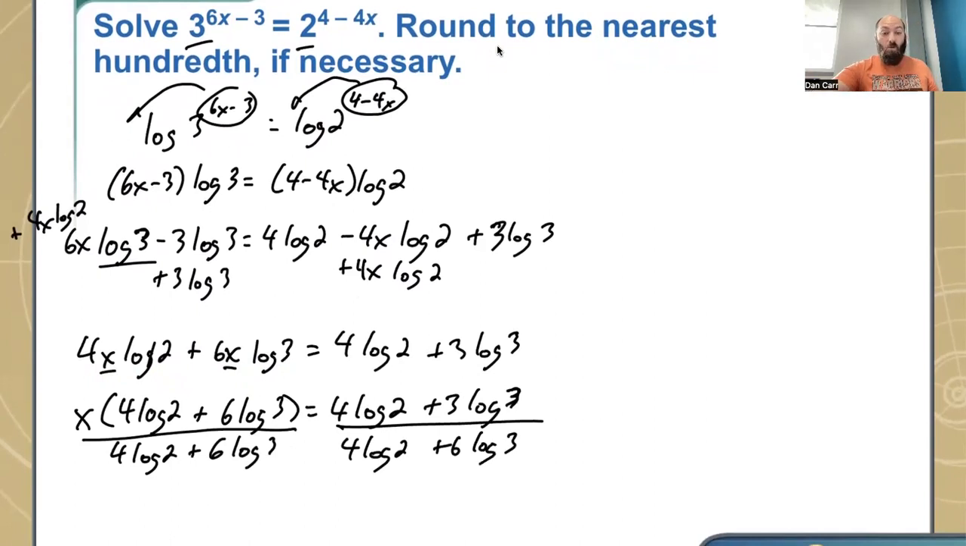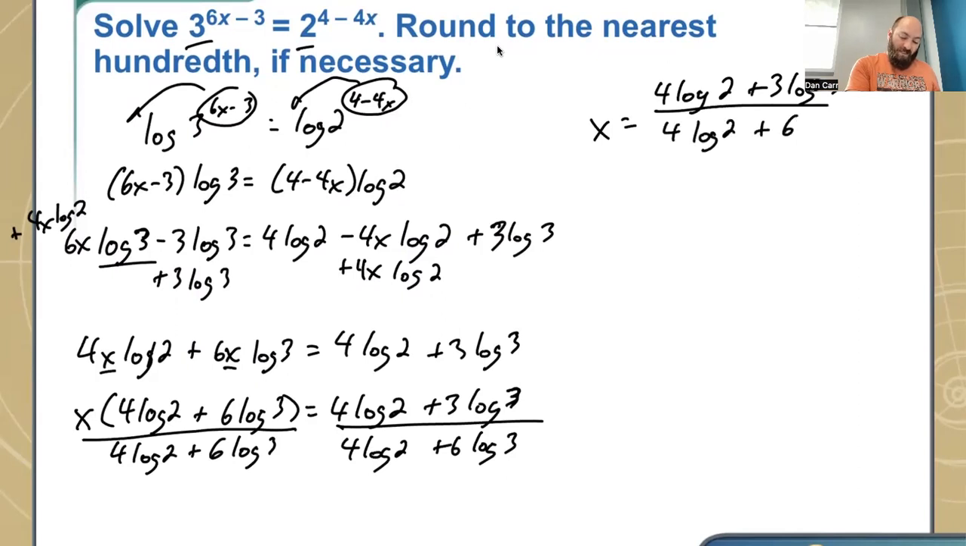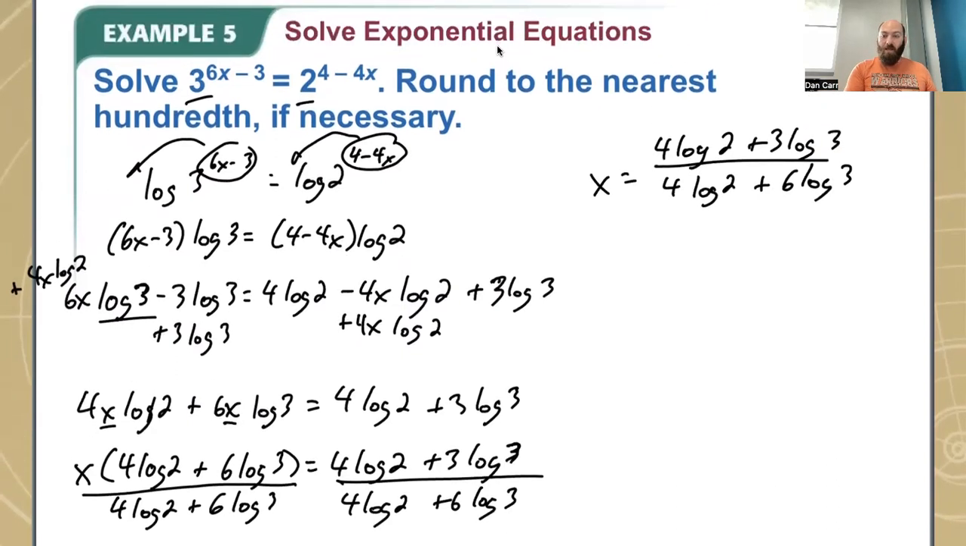Okay, so it does say round to the nearest hundredth. Before I do that, this is what's going to go in my calculator: 4 log 2 plus 3 log 3, divided by 4 log 2 plus 6 log 3. This is what's going to go in the calculator as a whole. In a way, this is like my exact answer. This is as simplified as I can get with that one.